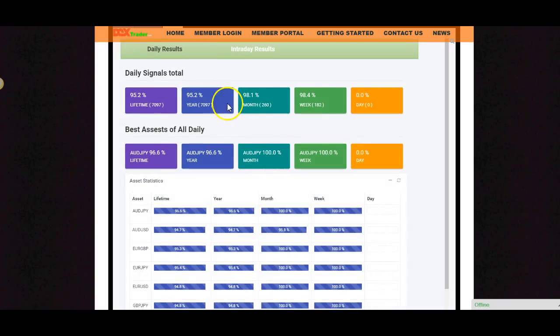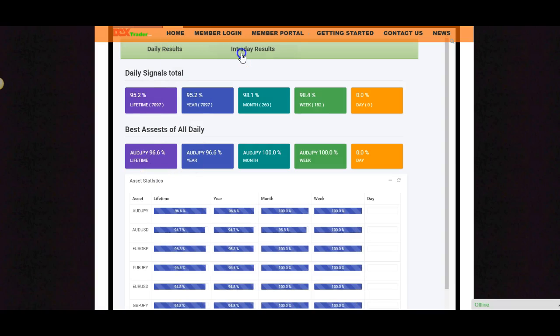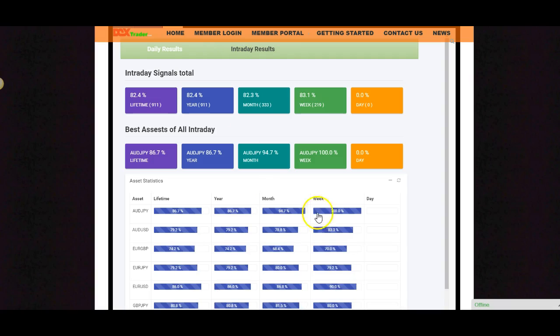But you go back to the main chart here, you can kind of see which assets do the best lifetime so far. AUD USD at 96.6% for the dailies. If you switch over to the intradays, see which one. Looks like the AUD JPY does pretty good on both of them, right? Looks like it gets it all the way across the board. I like this. This is amazing.